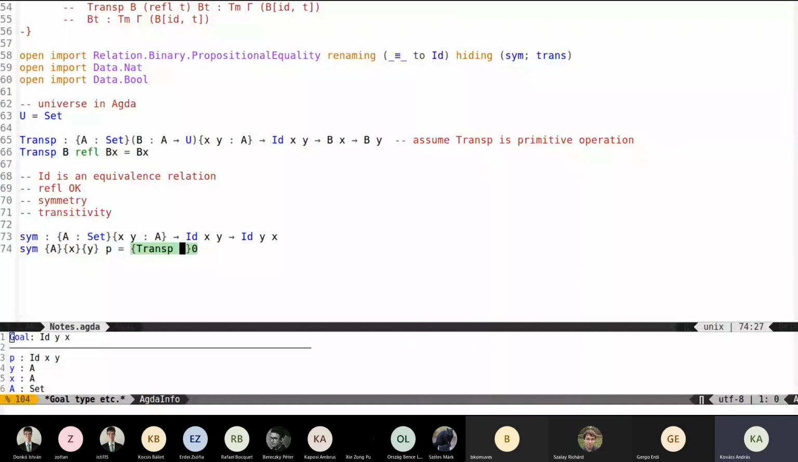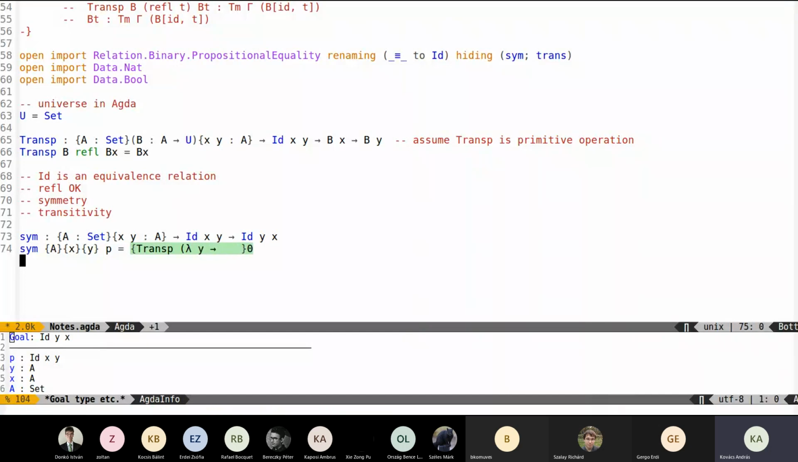So the challenge is always to make a choice of b such that I can use this b to get what I want. So I say that I want to transport, and here if I look at this p, this p has type id x of y.